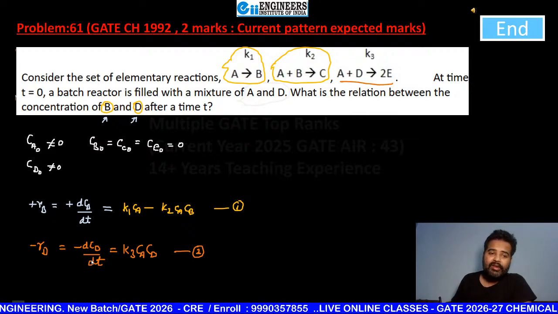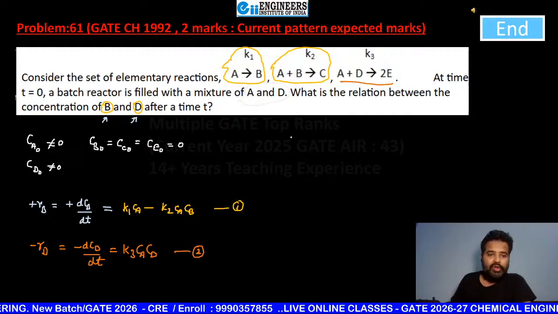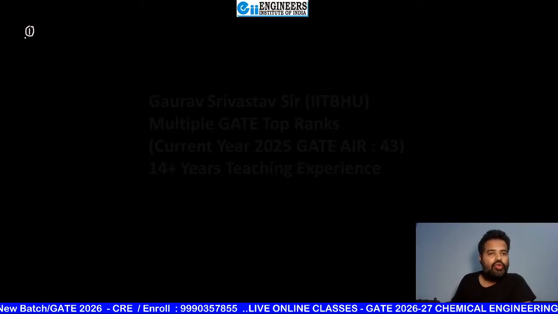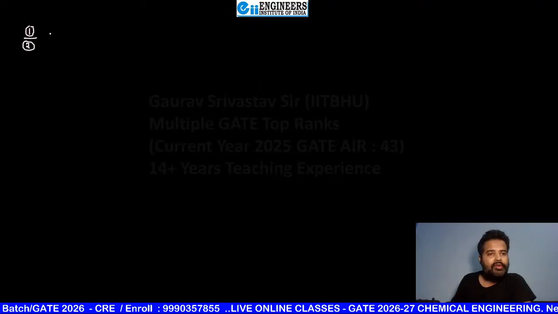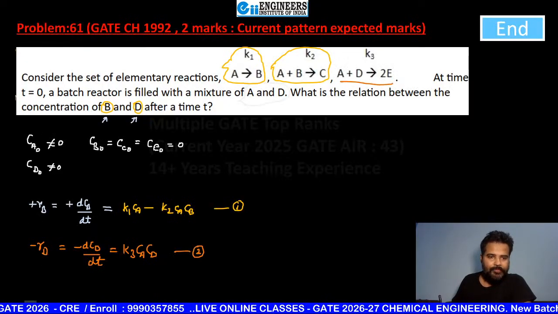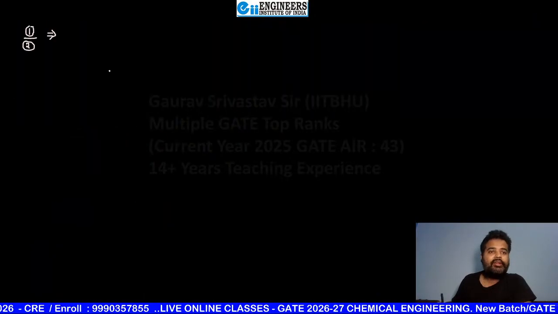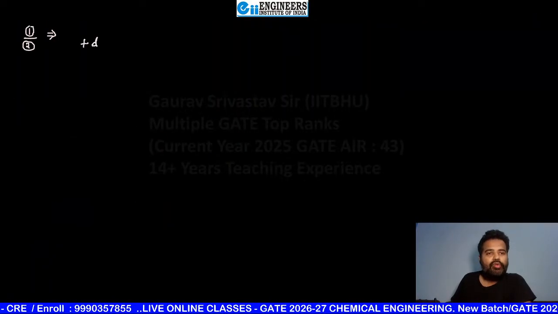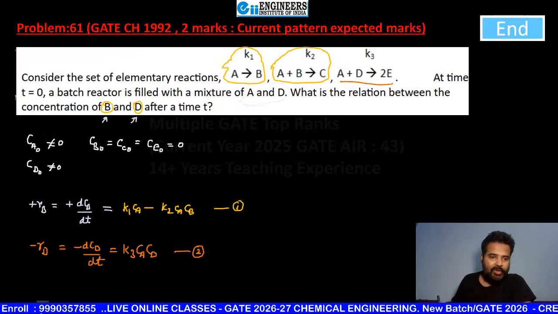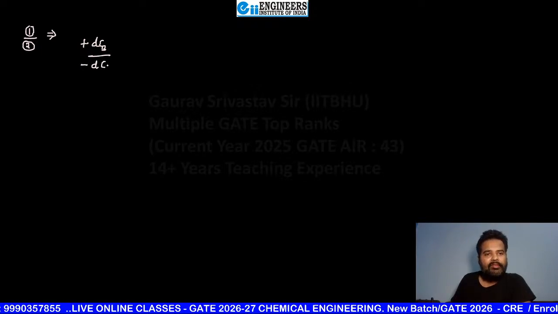Now you know how to make relations here. Everyone knows. So you just have to divide these two equations. Equation 1 divided by equation 2. What will we get? Now you can write here, my dear students, dt will be cancelled. So directly I am writing, because you all know we discussed it yesterday. So plus dCb by minus dCd is left here.